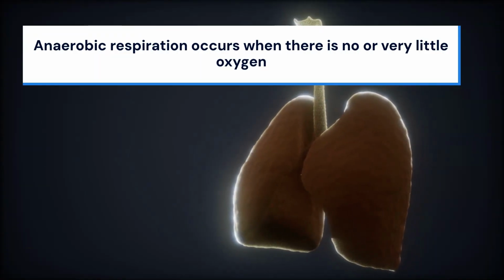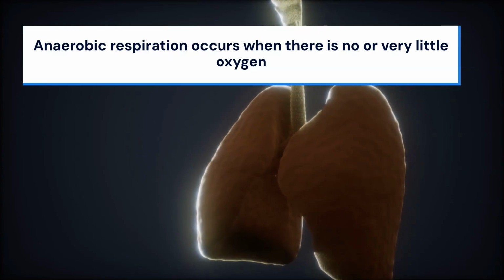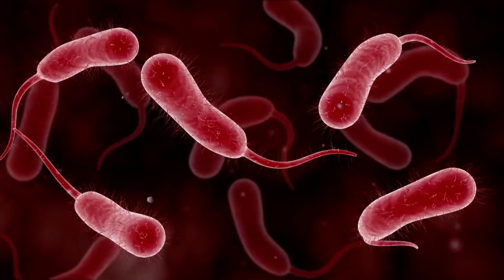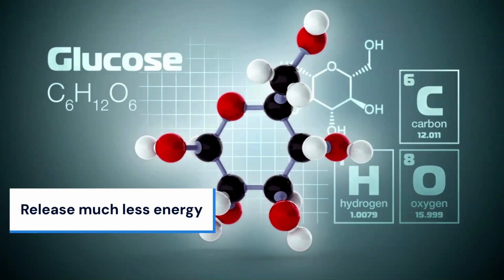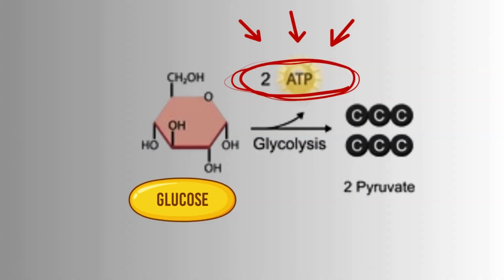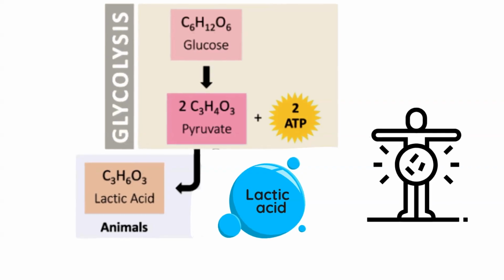Anaerobic respiration, on the other hand, occurs when there is no or very little oxygen, such as during intense exercise or in some bacteria and yeast. Here, glucose is only partly broken down, so it releases much less energy, only about 2 ATP molecules per glucose. The end products depend on the organism.